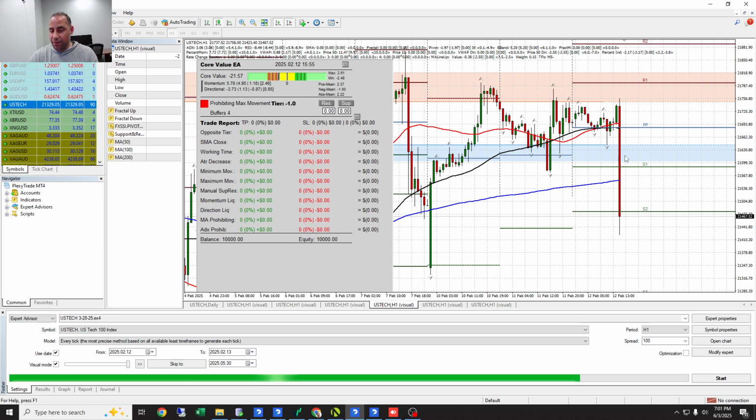Now, why didn't we get in earlier? Well, our core value wasn't high enough. So if our core value is not high enough, we don't force the trade. We were experiencing choppy markets. We are strictly a trend EA on this system over here that we have, and we didn't get in. We wouldn't have gotten in until this point, but we were blocked by max movement, which is great. So this is all part of our proprietary risk management and our proprietary prohibiting indicators that makes our system unique and different.